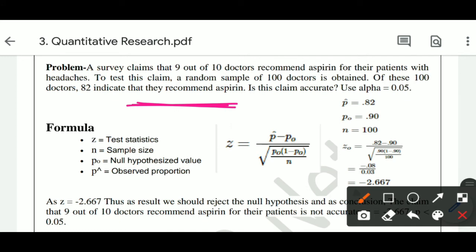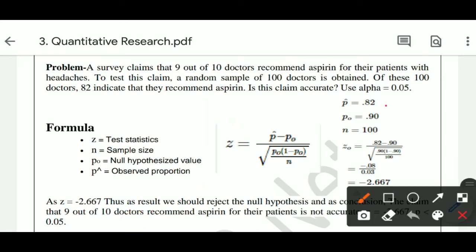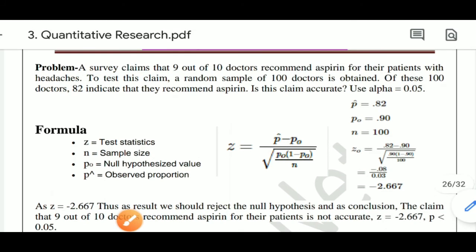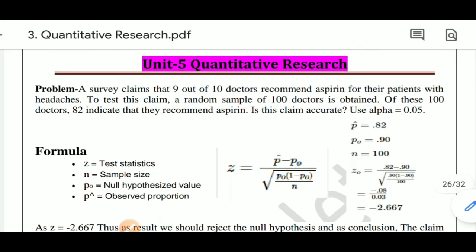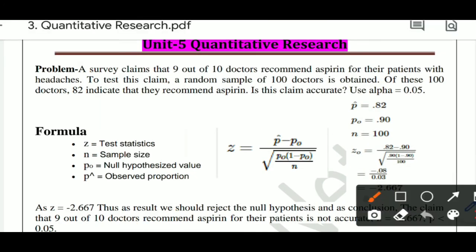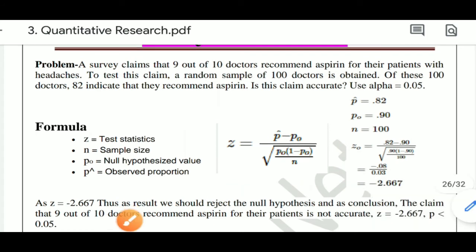So we just use this formula of the Z test and find out the value, then we compare. Here you have to use the alpha value mentioned, 0.05, so this is the 5%. Now you just put the values of these variables and find out the value, and you can easily find out whether the claim of the problem is right or accurate or not. So this is the formula of the Z test. You just remember this. Many times I have seen the same formula in the examination.